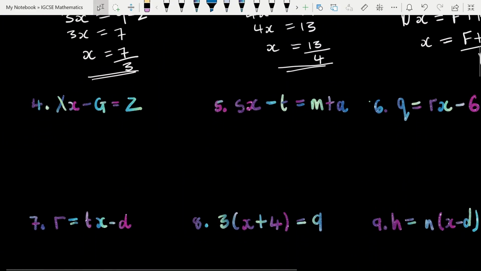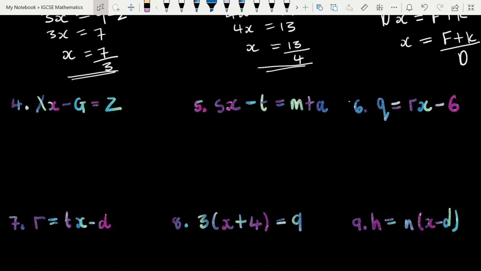All right, now we come to this. Number 4, it's saying capital X times x minus g is equal to z. Don't be confused here. Remember, we are making small x the subject. So this big X is not small x. It must go to the other side. We don't want it. We want the small one. All right, so we take everything that is not small x to the other side.